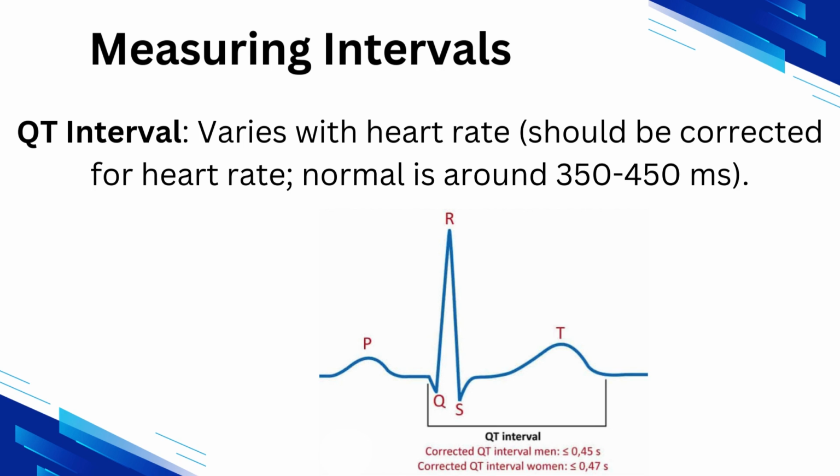QT interval varies with heart rate and should be corrected for heart rate. Normal is around 350 to 450 milliseconds. It is measured from the beginning of the QRS complex to the end of the T wave. Normally, the QT interval is 0.36 to 0.45 seconds.